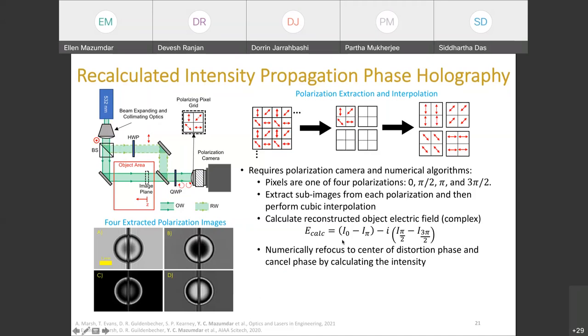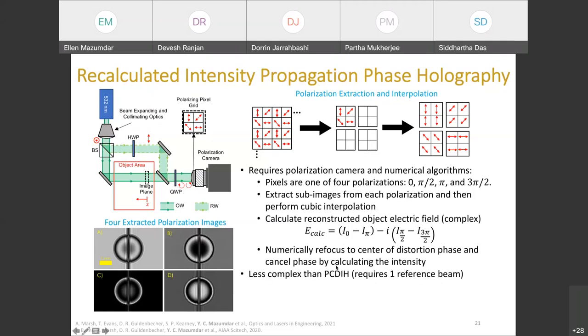So the way that we cancel phase is much more obvious once we have an electric field. What we do is we numerically refocus to the center of the distortion, and then we numerically cancel phase by calculating the intensity. So all we're doing is dropping the phase in the plane at which it occurs.